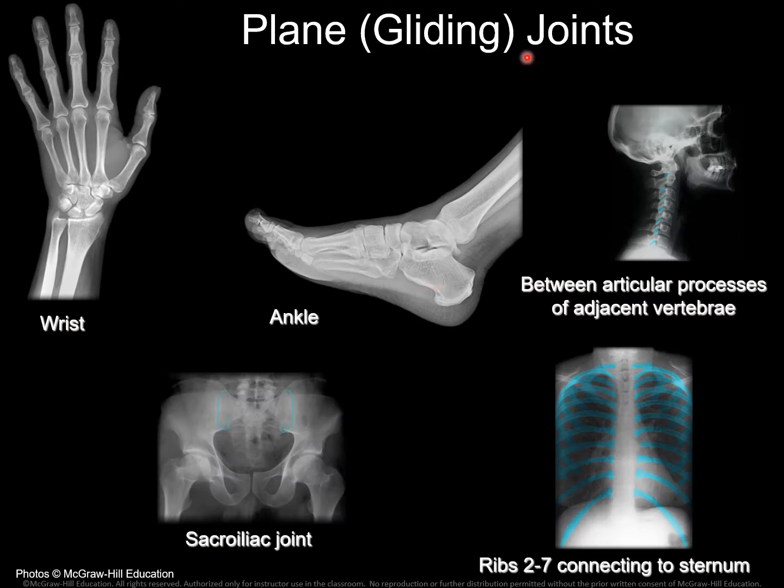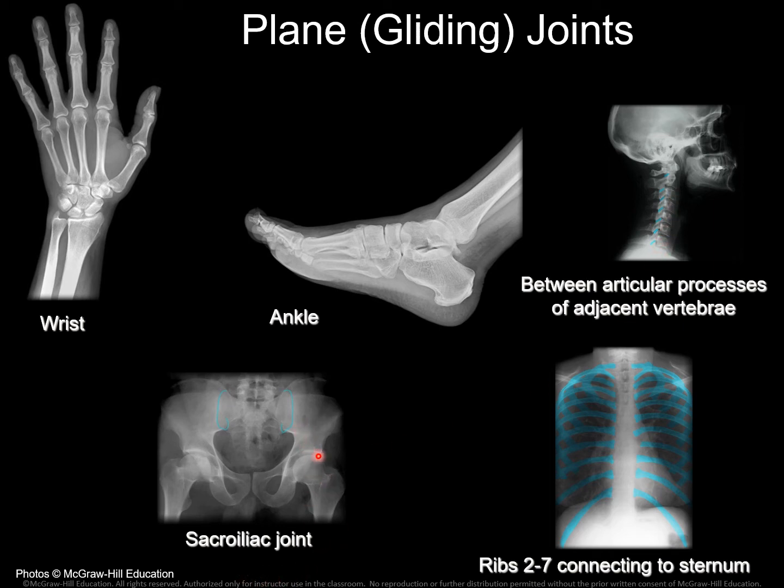Plane or gliding joints. Remember that the ends of the bones in these joints are going to be flat. Both bones joining up are flat, and so we're able to do a gliding movement with that. So between the carpal bones, we're going to be able to do some gliding. The ankle, so basically in between your tarsal bones. Between articular processes of adjacent vertebrae, again, I probably won't ask you that detail.